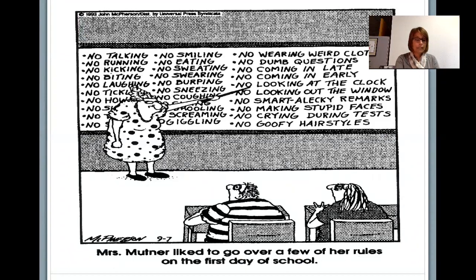Here, Mrs. Muttner provides some good non-examples of effective classroom rules. There are too many, they are negatively stated, and they don't tell the students how they should behave.